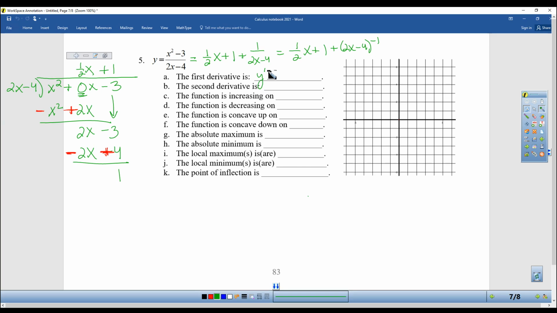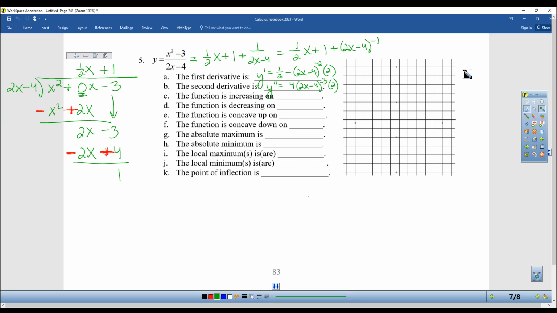Its first derivative is going to be 1/2 minus 2x minus 4 to the negative 2 times 2. Its second derivative is going to be the 1/2 goes to 0, and let's just pretend that 2's out in front, would be positive 4, 2x minus 4 to the negative 3, but still times the derivative of the inside.